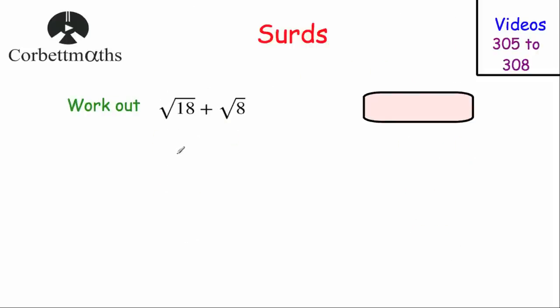So whenever we want to add surds or take surds away from each other, we want to simplify them, and then hopefully we can add or take them away. So let's have a look at our first example. We've got the square root of 18 plus the square root of 8. So let's start off with the square root of 18.